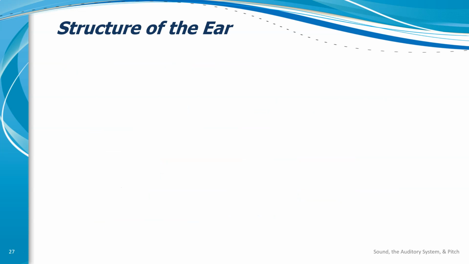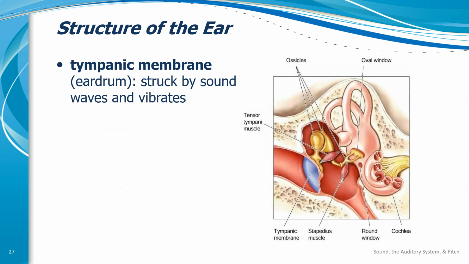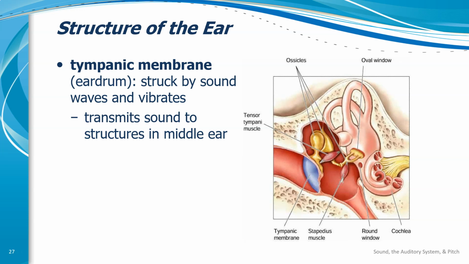Okay, I did mention the eardrum, or the tympanic membrane. That's its technical name. It is basically a bit of skin that is stretched tight to seal off the inner ear from the outer ear. Now, when that is struck by sound waves, it vibrates, and it passes along that vibration to the next series of structures in line. So it transmits sound to the middle ear.